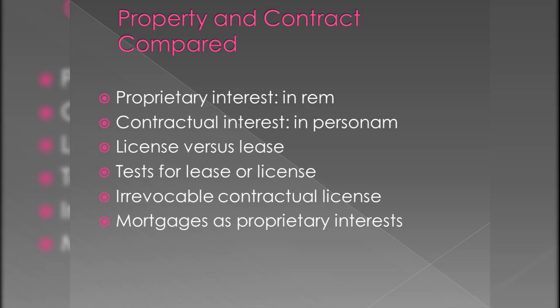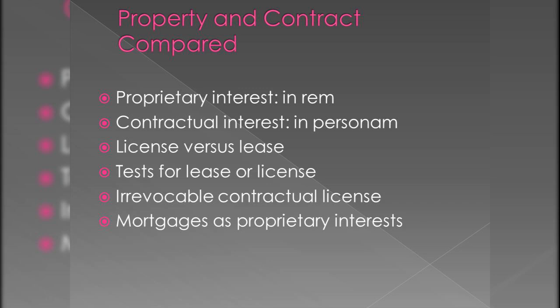Next, we compare property rights with contract rights. A proprietary interest is a right in rem. It can be enforced against everyone. A contractual interest is in personam. It only applies between the parties to the contract. For example, a license allows a person to use property but does not give them the right to exclude others. In the case of Radach and Smith, the High Court explained that a license gives permission, but not possession.